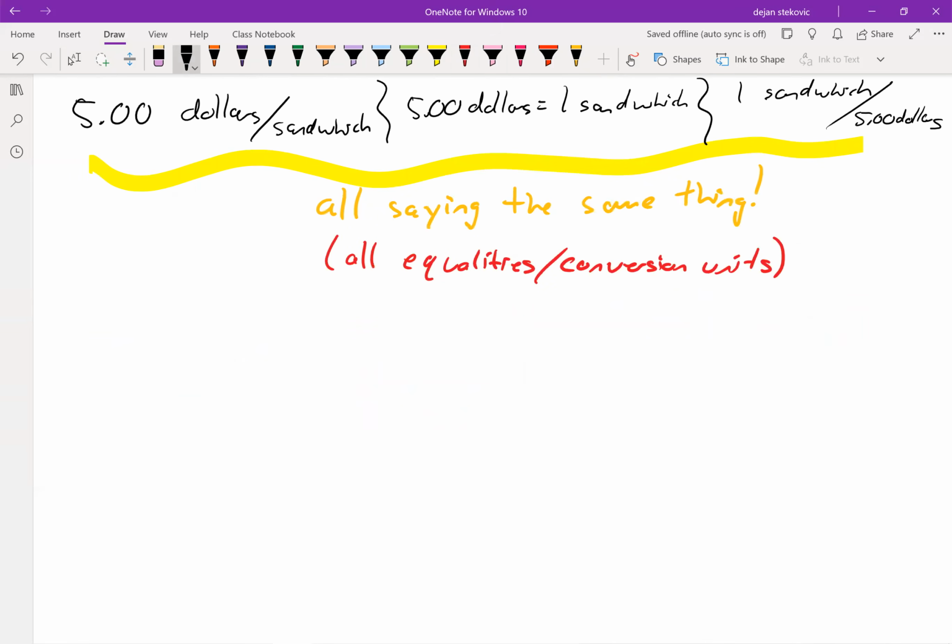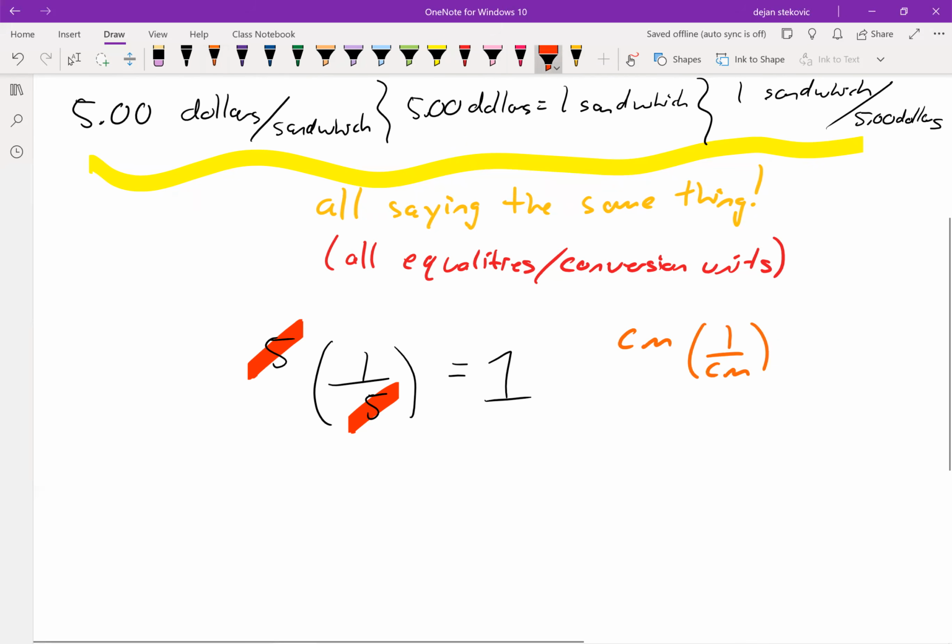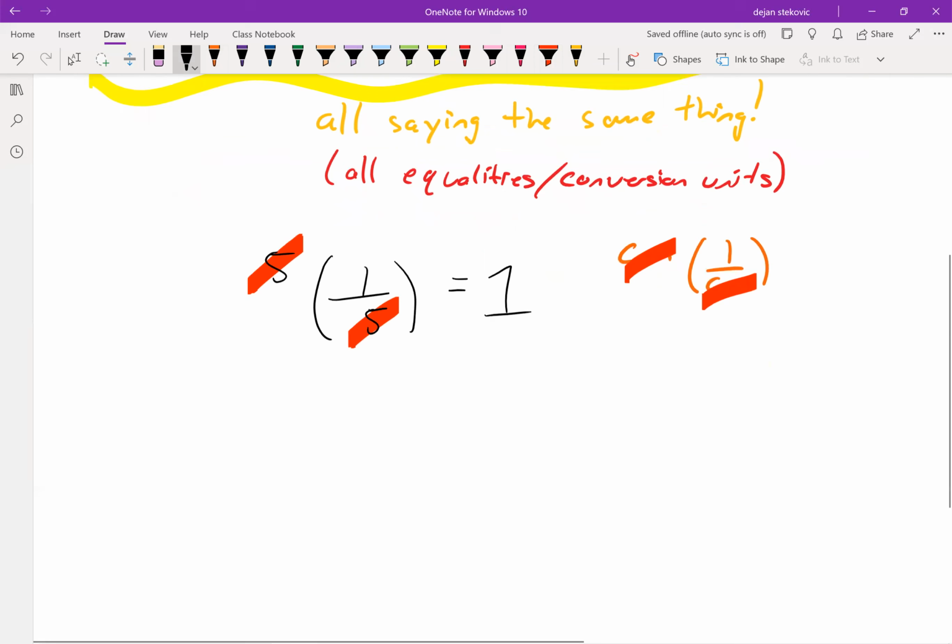The basic way that conversion units work is just through canceling. For example, if you had 5 times 1/5, if you type that in your calculator, the answer is 1. That's because when you have a number divided by itself, they cancel out, right? 5 divided by 5 is 1. That's the same thing with units. If you had centimeters times 1/centimeters, the centimeters would cancel out. And that's pretty much all unit conversion is.